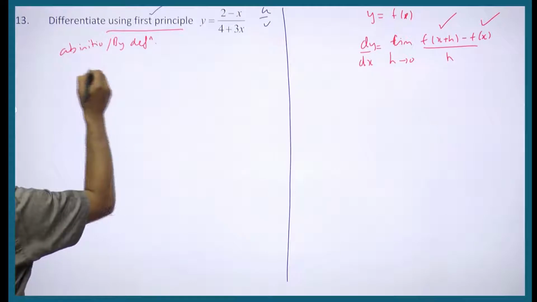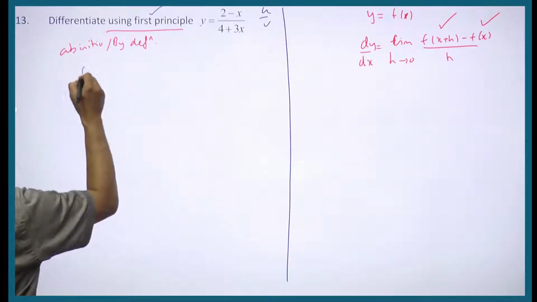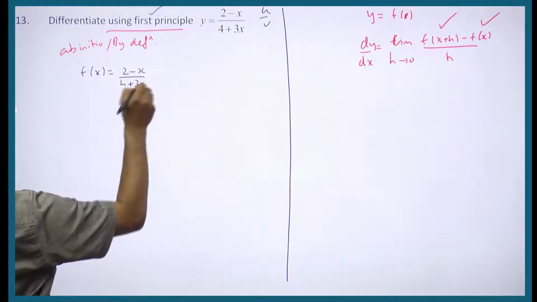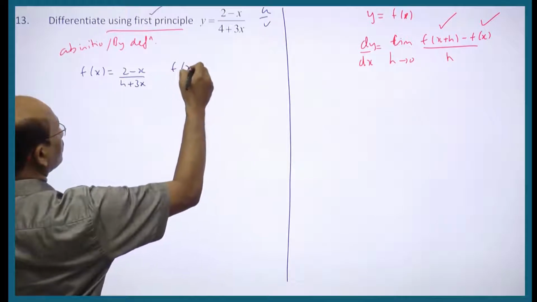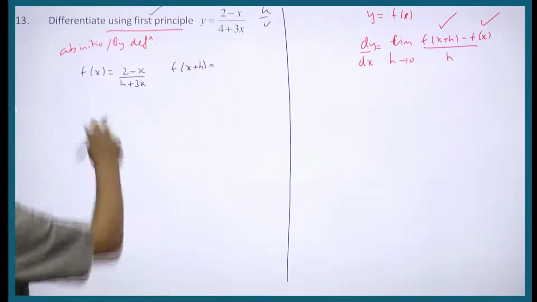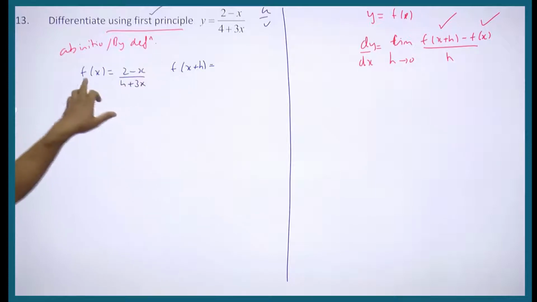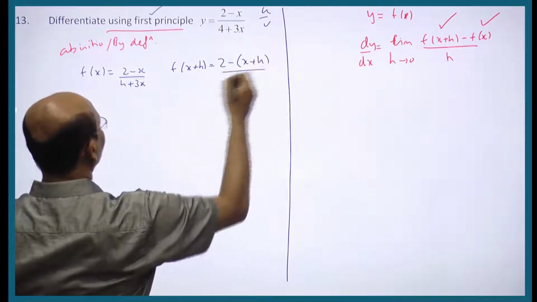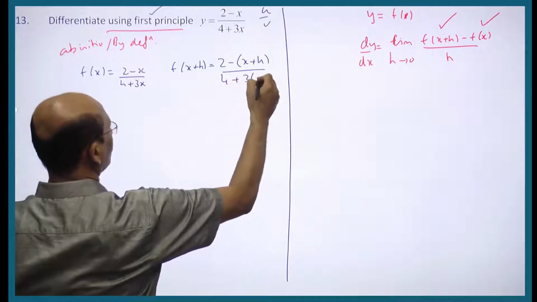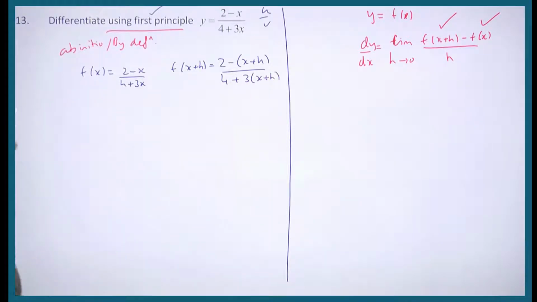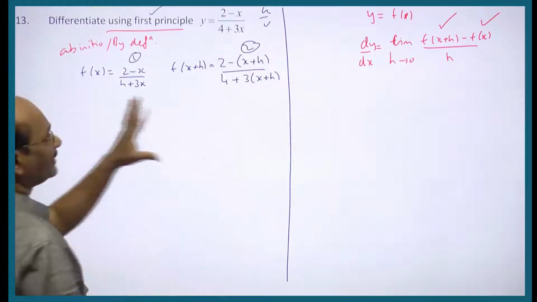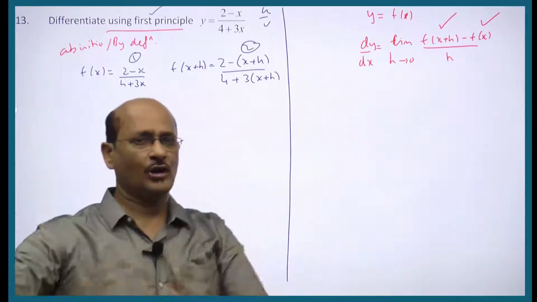So, f of x plus h, because if you see the formula, I need f of x plus h. f of x is already given to you. f of x is 2 minus x upon 4 plus 3x, and for f of x plus h, replace x by x plus h. So, this will become 2 minus (x plus h) divided by 4 plus thrice of (x plus h). I think I am very clear. Now, you have the first value, you have the second value. Place these values in these formulas and solve as those normal limit sums.